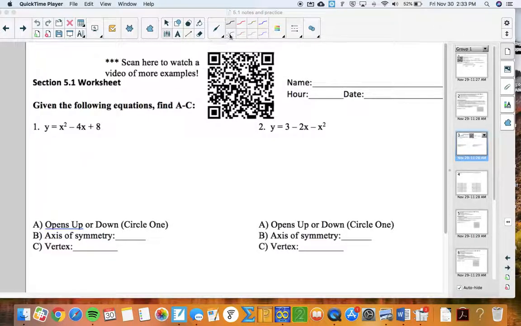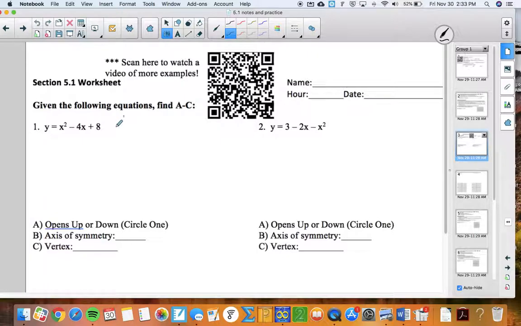Hello, this is worksheet 5.1. We're going to be graphing parabolas. Yeehaw! Given the following equations, find A through C.